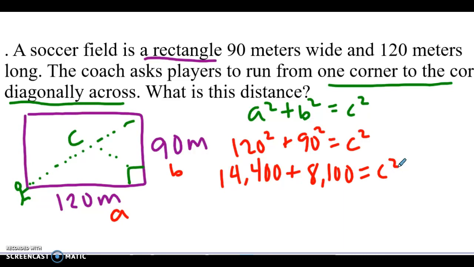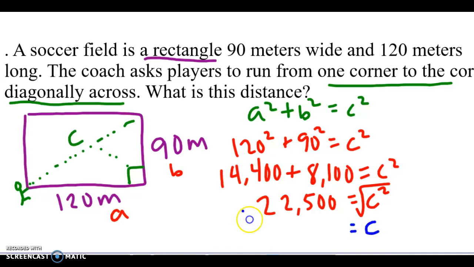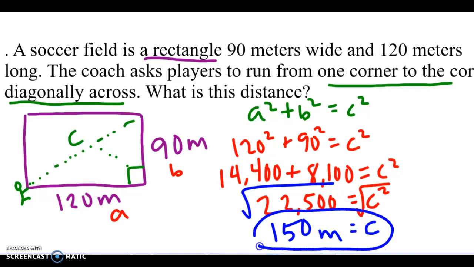You're going to add those two together, which is 22,500. But that's still c squared, so your final step, as always, is to square root that c. Square root this. And that brings us to 150 meters. And again, just to check, make sure your numbers make sense. Would it make sense that they would have to run about 150 meters if the field was this size? I think so. All right, one final example.